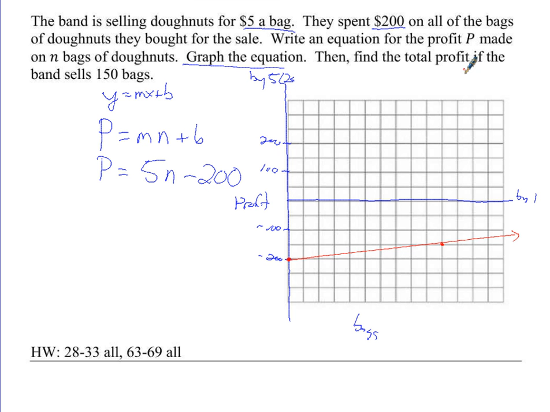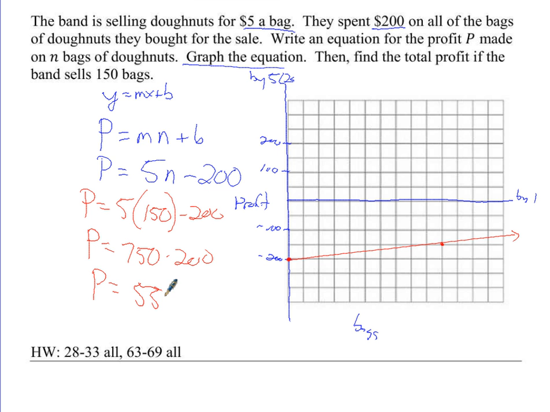I'm asking you find the total profit if the band sells 150 bags. So what are we going to do? Plug the 150 in right there. So P equals 5 times 150 minus 200. So P equals 750 minus 200. So P equals $550. So I got to make my label on there, and there you go. If the band sells 150 bags of donuts, they'd make $550 profit.